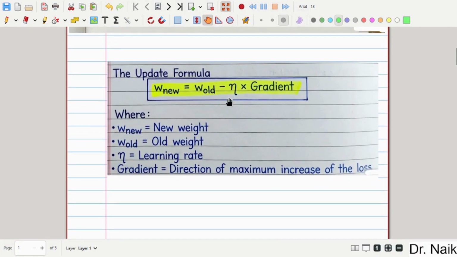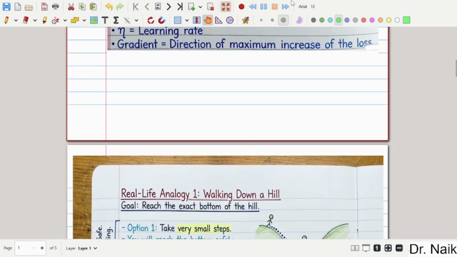So learning rate is used to update the weight, and the formula for the update is W new equals W old minus eta times gradient, where W new is the new weight, W old is the old weight, eta is the symbol used for the learning rate, and the gradient means the direction of maximum increase of the loss.